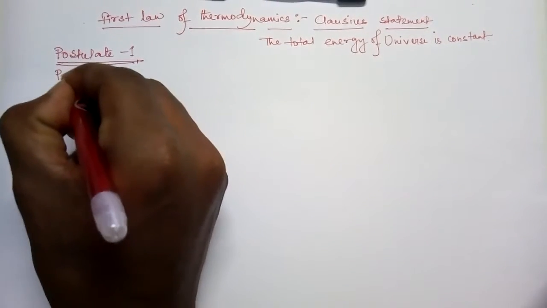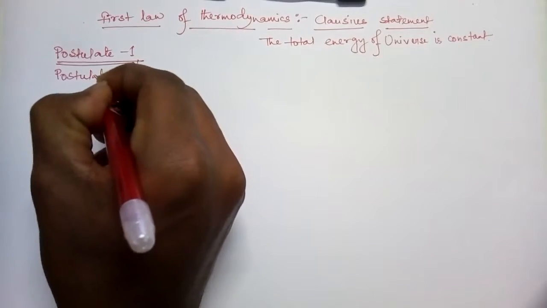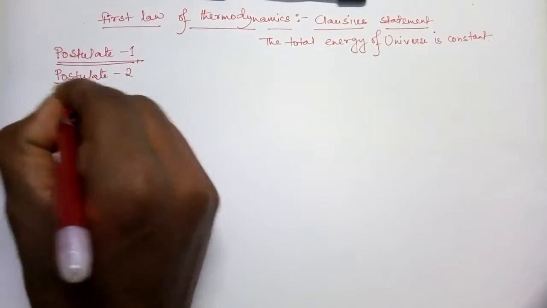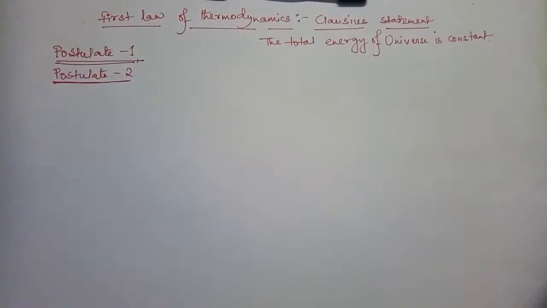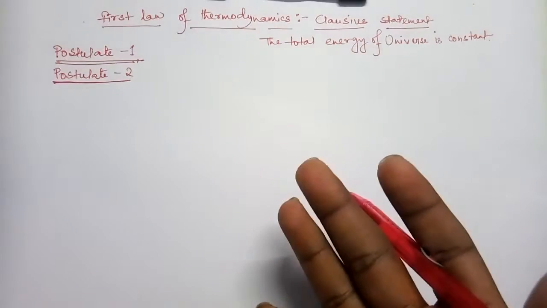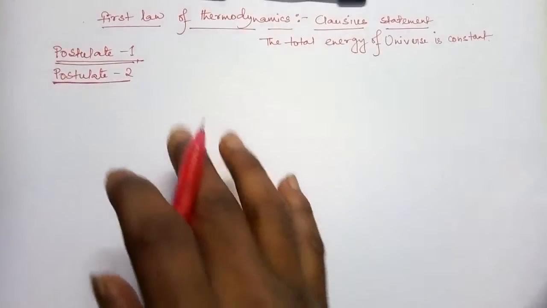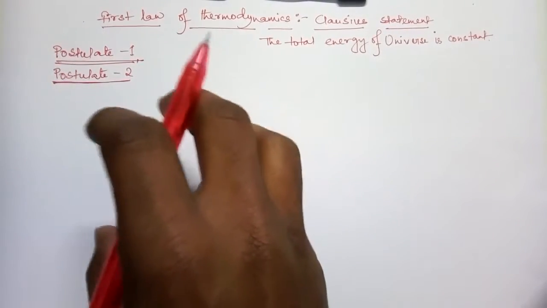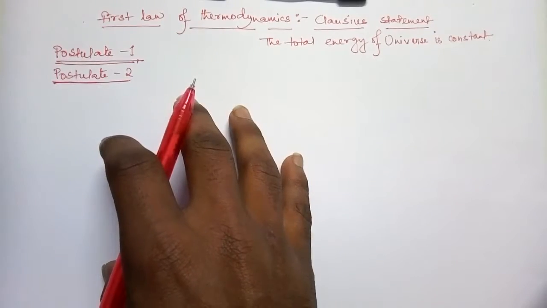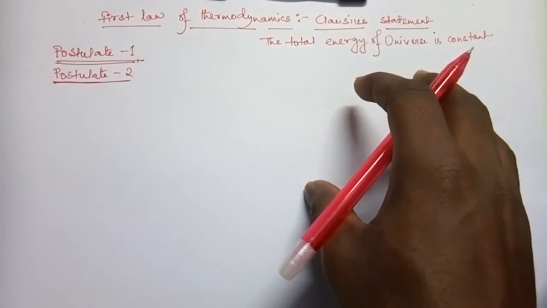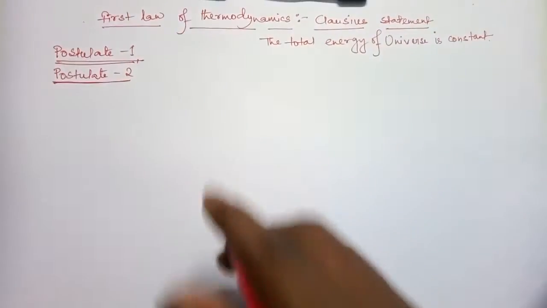Postulate 2. If one form of energy disappears, then exactly an equivalent amount of energy in some other form will make its appearance. That means suppose in one process some kind of energy is disappearing, then an equivalent amount of another kind of energy will appear.